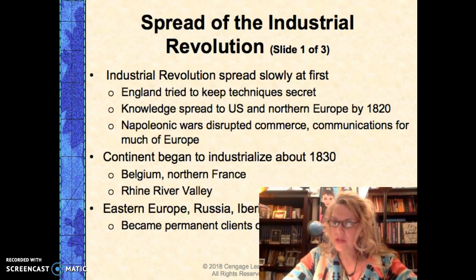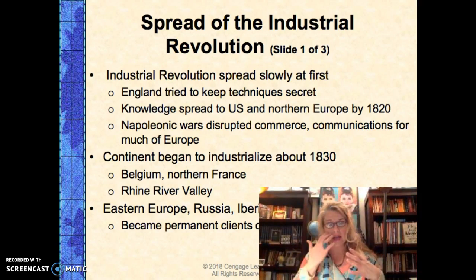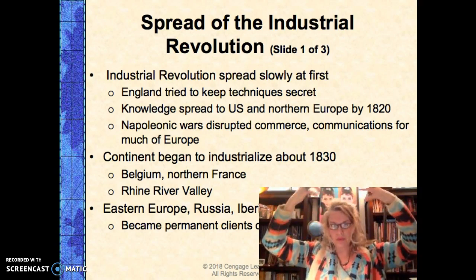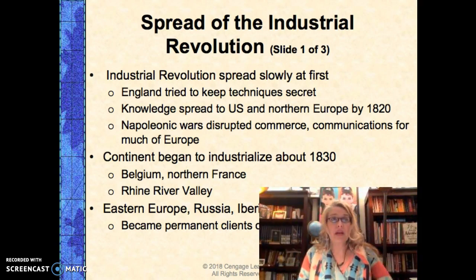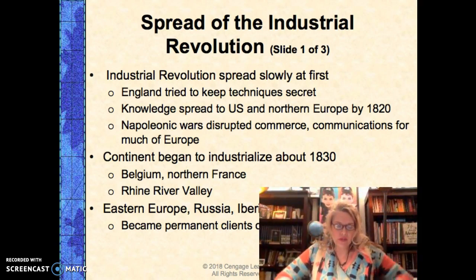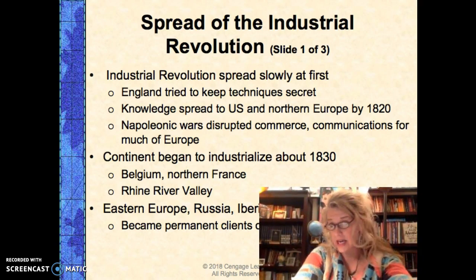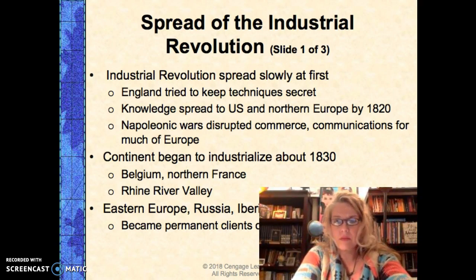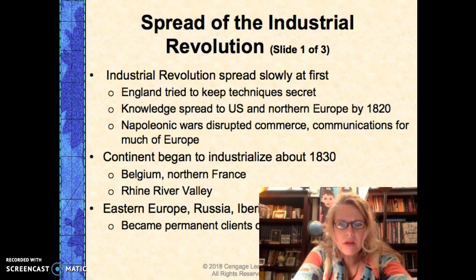It spread slowly at first, and we did talk about how China was on the verge of it, and then because their population went through the roof, because China, if you study Chinese history, first of all, it's fascinating and fantastic. And secondly, they were about 800 years ahead of Europeans, which is just mind-blowing and mind-boggling. Okay, so slow at first.